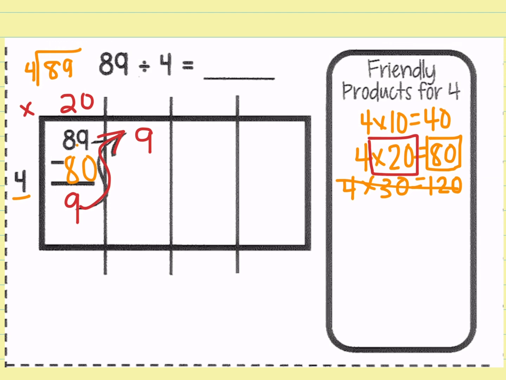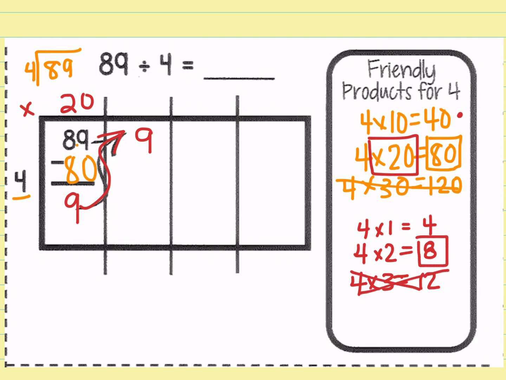Now, my friendly numbers, the first one I came up with was 40, and that's just way too big. So I might just use my multiples of 4. I know that 4 times 1 is 4. I know that 4 times 2 equals 8. And I also know that 4 times 3 equals 12. Well, 12's too high, but 8's pretty close, isn't it? So I'm going to use that 8.